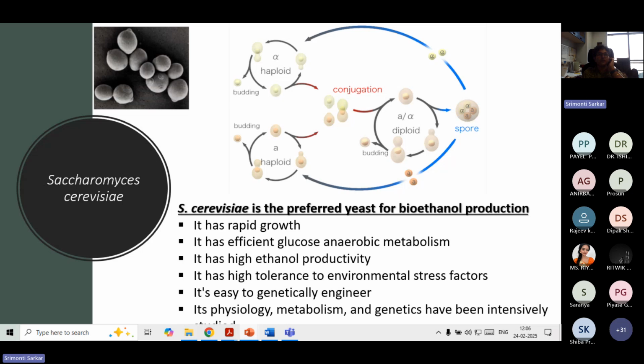So one of the reasons yeast is used rather than, let's say, other fungi, because other fungi also have the ability to break down sugars into ethanol. Yeast is used because it's very rapid to grow. Also, when it converts sugars to ethanol, it does not produce any toxic compounds. So yeast is safe to use.